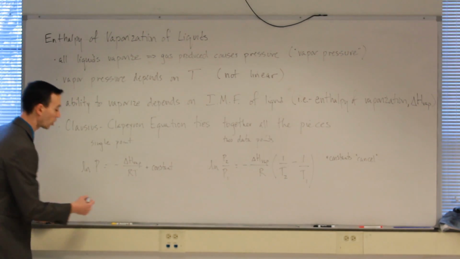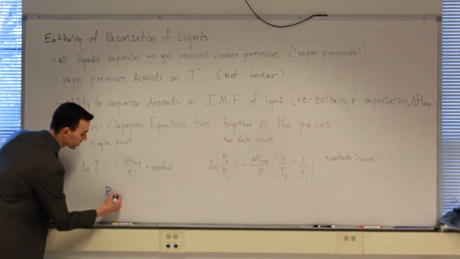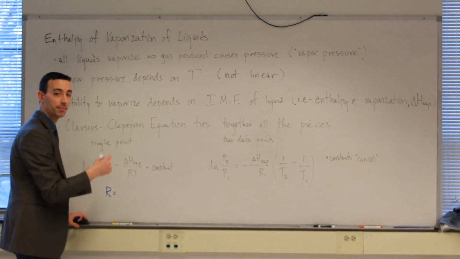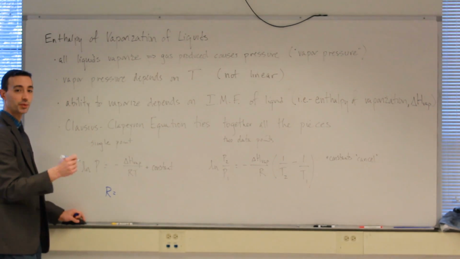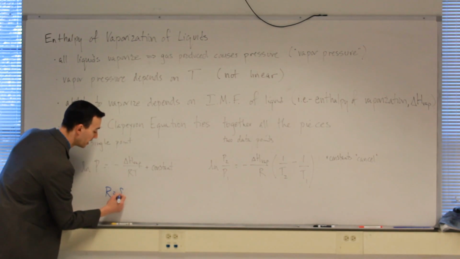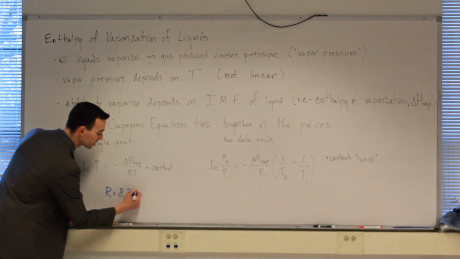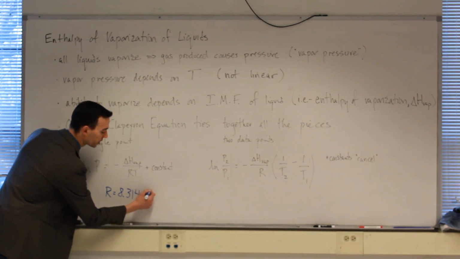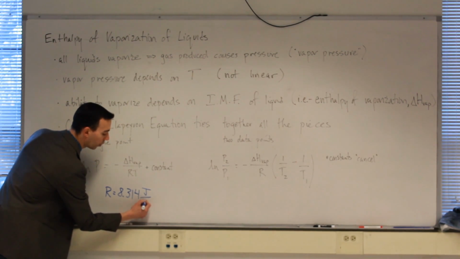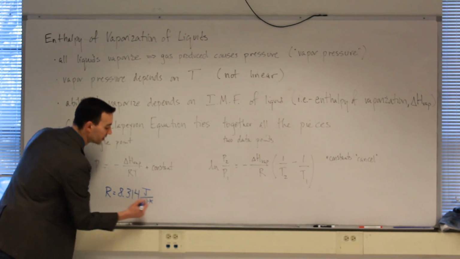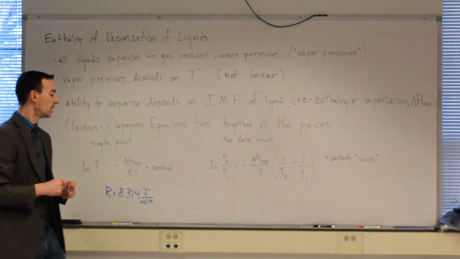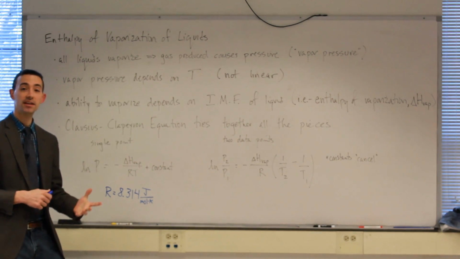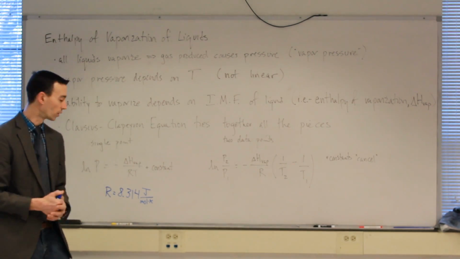Although in this case R is not in its typical set of units of atmosphere liters per mole Kelvin, as we learned for our gas laws chapters. It's in a different set of units, 8.314 joules per mole Kelvin. All right? The joule is the SI unit of energy. You've heard of it in kilojoules, of course.